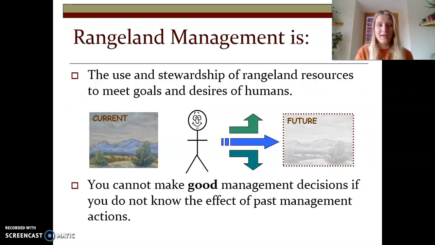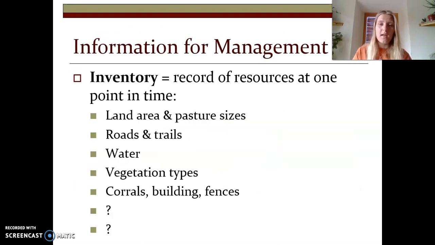So let's get started. Rangeland management is the use and stewardship of rangeland resources to meet goals and desires of humans. In order to make good management decisions, you have to know what past management actions have been taken. That's what the image in the center is showing: the current management plus humans is going to lead in what direction for the future management of that area. Information for management.